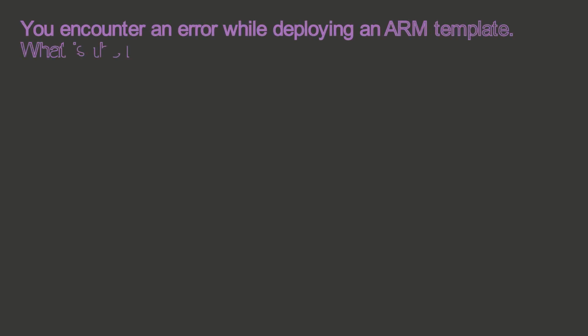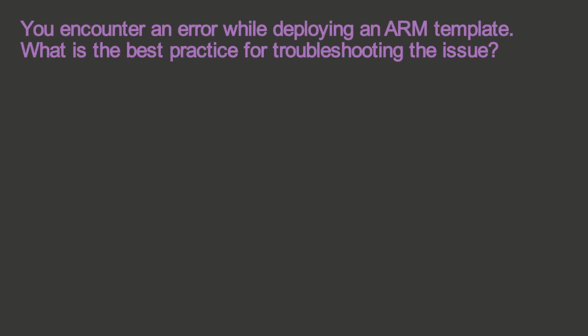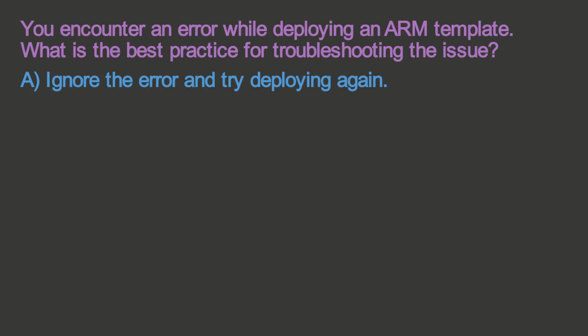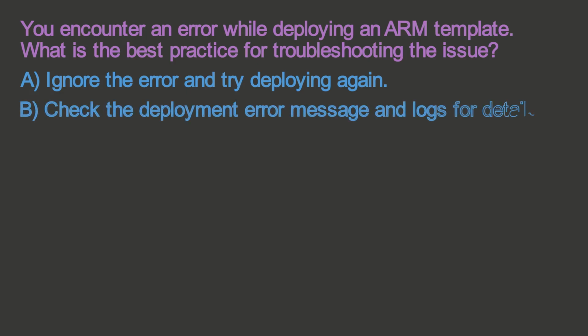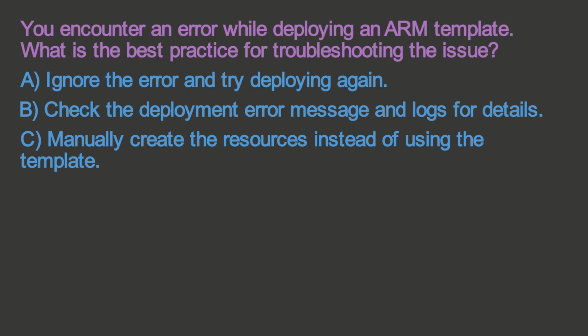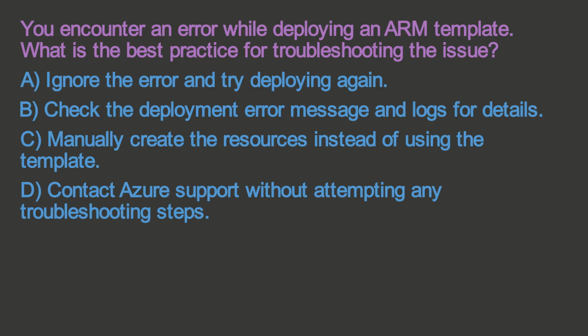You encounter an error while deploying an ARM template. What is the best practice for troubleshooting the issue? A. Ignore the error and try deploying again. B. Check the deployment error message and logs for details. C. Manually create the resources instead of using the template. D. Contact Azure support without attempting any troubleshooting steps.